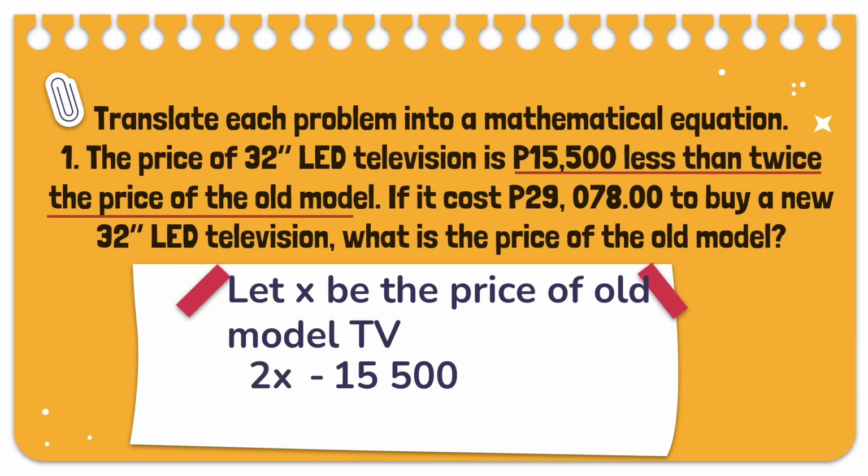O, yung x, nilagay natin yung variable na x kasi siya yung ating representation for the price of the old model TV. Then, if it costs 29,078, so i-equate natin to, itong expression sa 29,078. So, para makuha natin yung price ng old model TV. So, this is now the mathematical equation for the problem. 2x minus 15,500 equals 29,078.